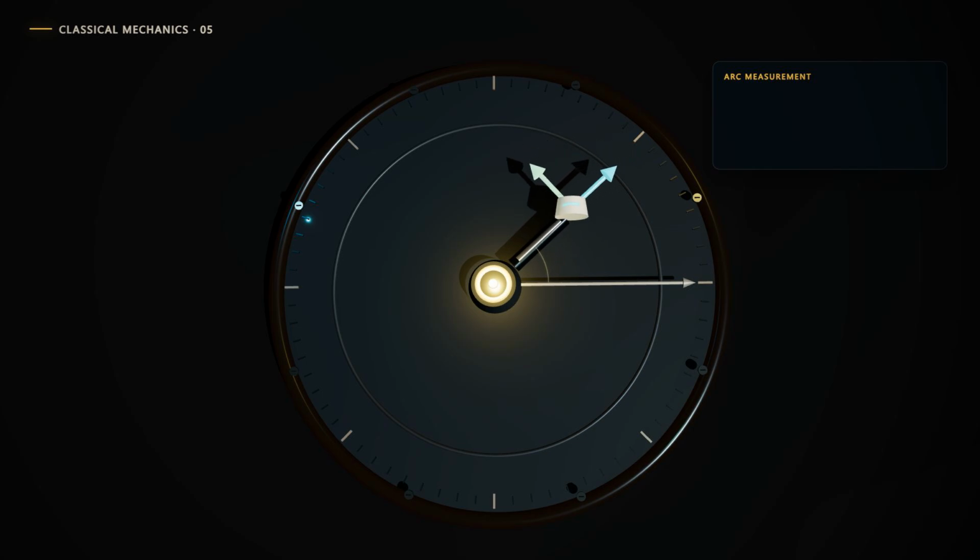Measure phi in radians. A small turn delta phi sweeps arc length r delta phi. On a unit circle, arc length itself equals delta phi.